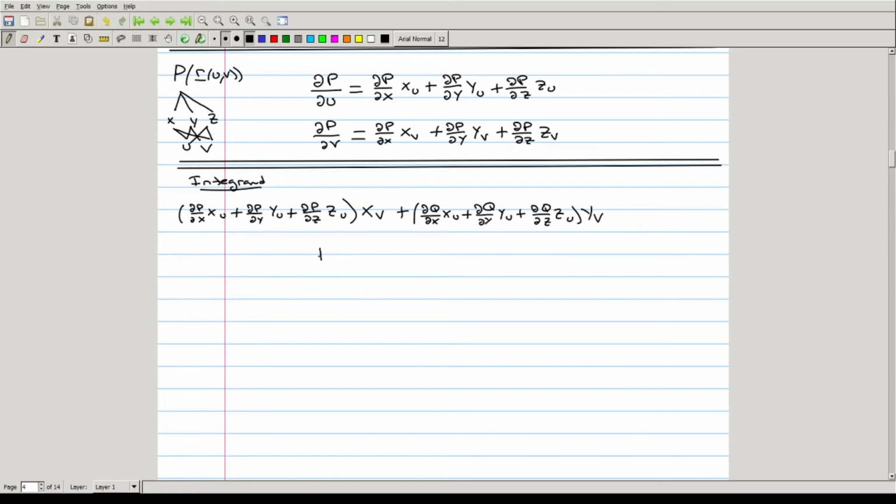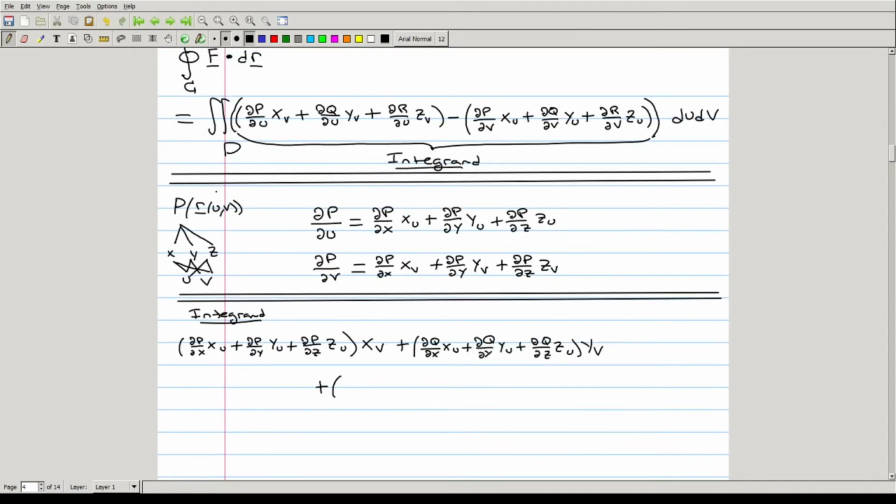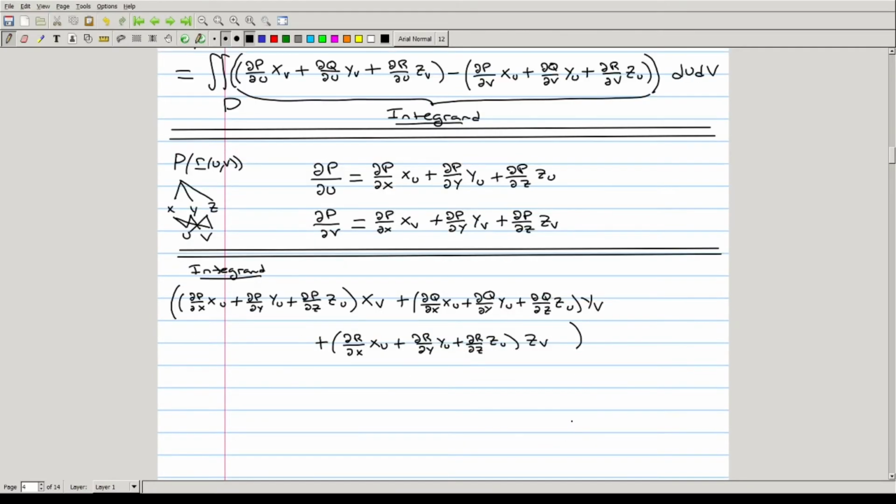And then lastly we have to add here the terms coming from this term right here, which is dr dx times xu plus dr dy times yu plus dr dz times zu, all times zv. And this is the first terms in our integrand, so I'll surround all of this in a big parentheses.